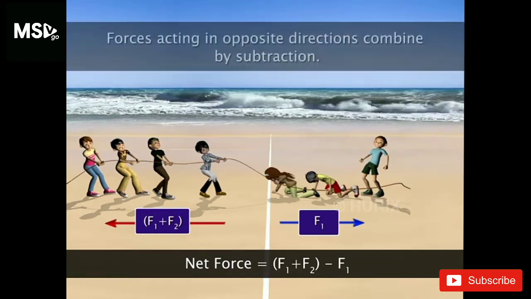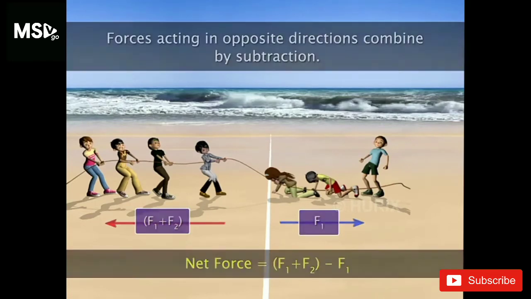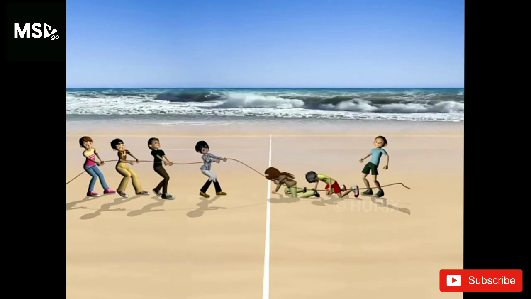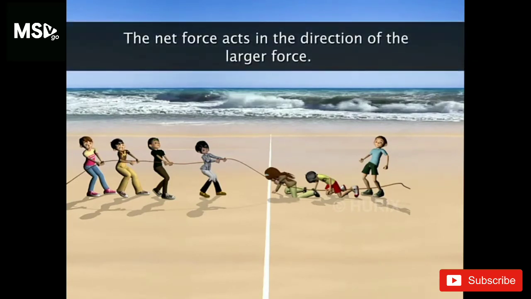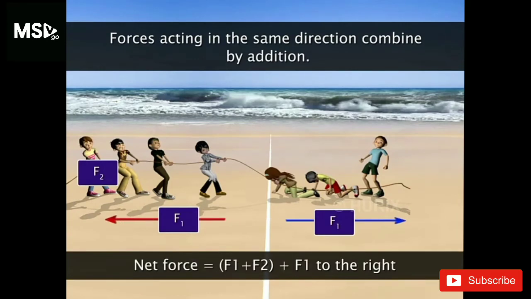Thus, if two forces are acting in opposite directions, net force is calculated by subtraction. The net force will act in the direction of the larger force. Forces acting in the same direction combine by addition.